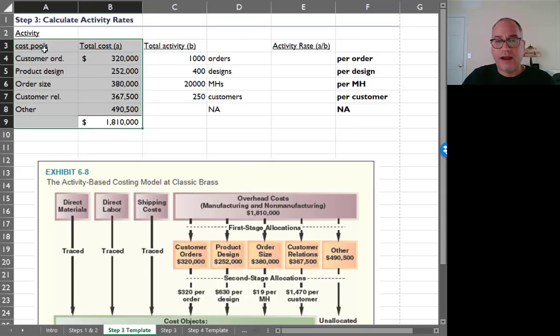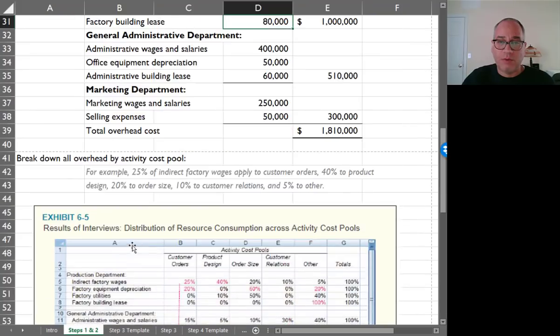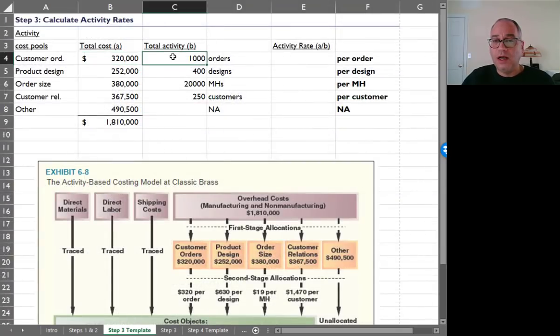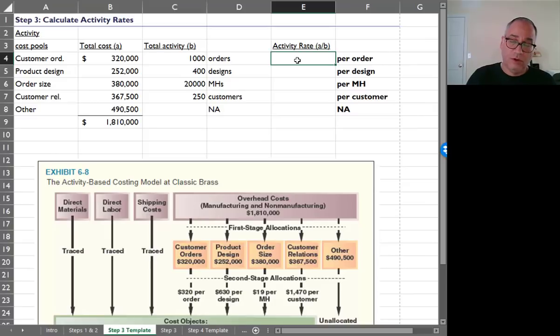The next step is to figure out the rates at which we're going to allocate each one. So we said in step 1 that we were going to allocate customer orders based on the number of customer orders. Sounds obvious, right? So there are going to be 1,000 orders, or there were 1,000 orders. This doesn't have to be predetermined this time. So that would mean that each order is assigned $320 worth of overhead. We are going to do 400 designs. So the total product design cost is $252,000. Divide that by the 400 designs that you do, and you get $630.